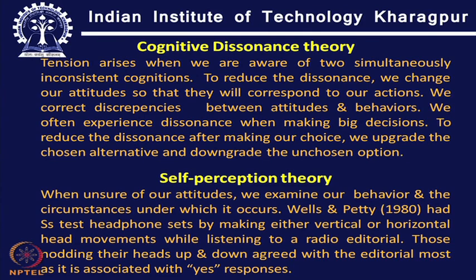And after reducing that gap, what we do is upgrade the chosen alternative and downgrade the not chosen alternative. Things could be like making ethical decisions: cognitive dissonance may arise while making decisions in the organization concerning the areas of ethics also.